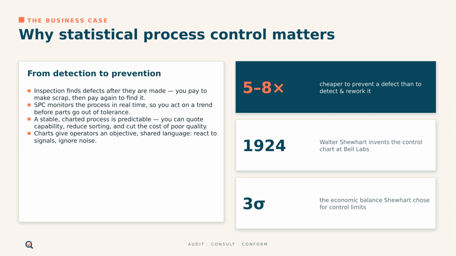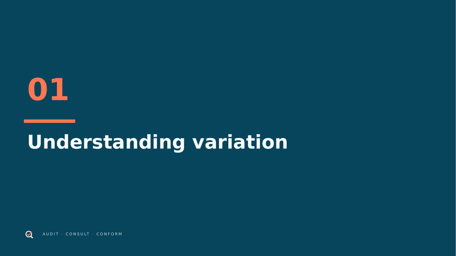It's 5 to 8 times cheaper to prevent a defect than to detect and rework it. A stable, charted process is also a predictable one. You can quote your capability, reduce sorting, and cut the cost of poor quality. Walter Shewhart invented the control chart at Bell Labs back in 1924, and the balance he chose, 3 sigma, still runs the factory floor today. Everything starts with variation, so let's be precise about what it is.